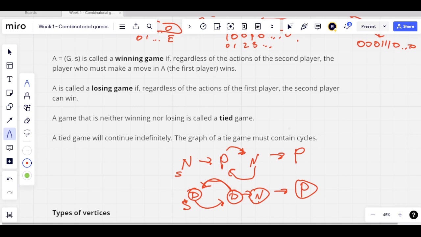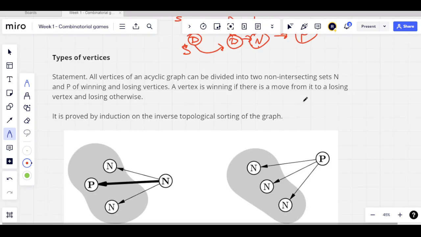If we have a cycle, if we have this situation. Notice that if a graph contains cycles, it does not necessarily mean that this game is a tie. Okay, next. Do you understand this?